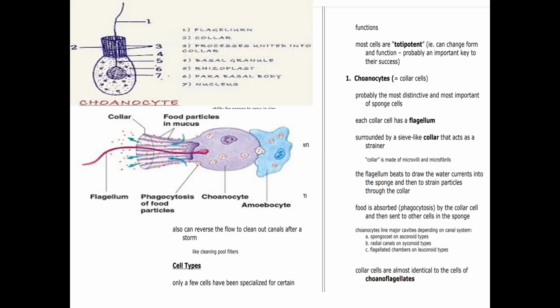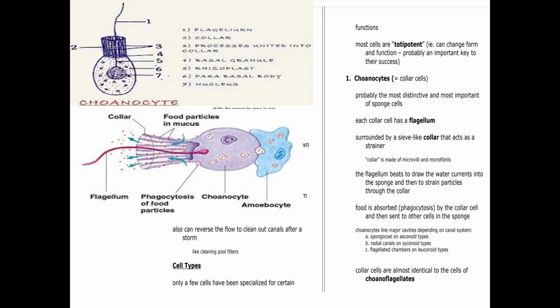So the first important cell which is found throughout the lining of endoderm is the choanocyte, also called the collar cell, probably the most distinctive and most important of the sponge cells. Each collar cell has a single flagellum surrounded by a sieve-like collar that acts as a food strainer. The collar is made up of microvilli and microfibrils. The flagellum beats to draw the water currents into the sponge and then to strain particles through the collar. Food is absorbed by phagocytosis by the collar cell and then sent to other cells in the sponge.